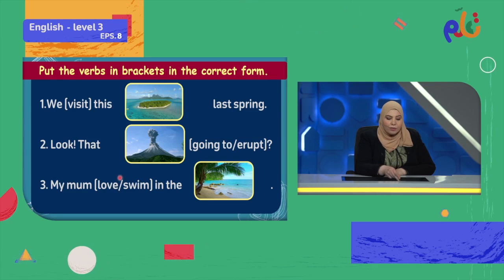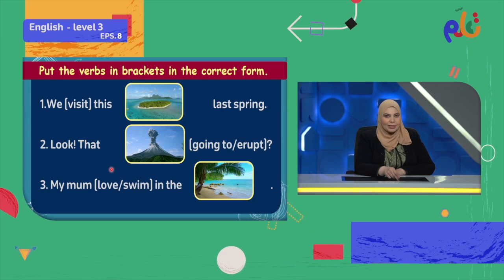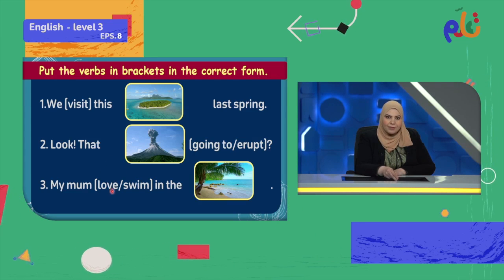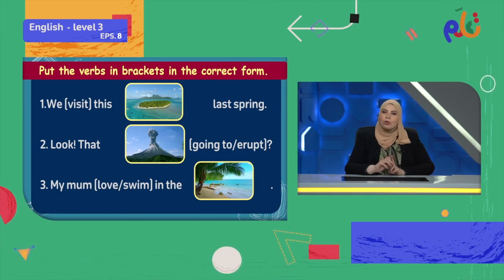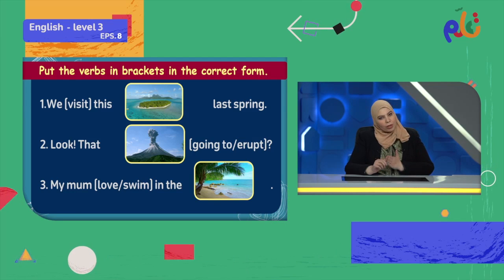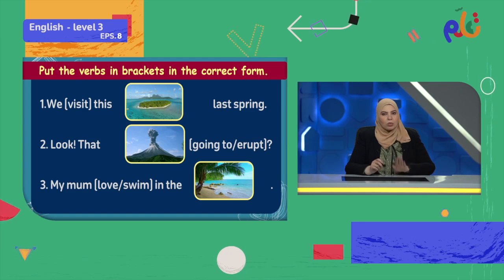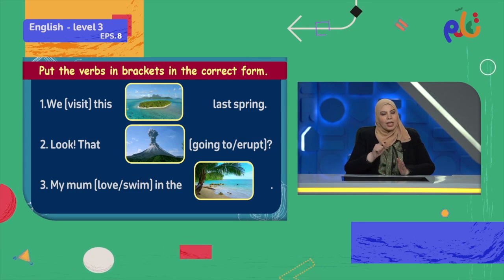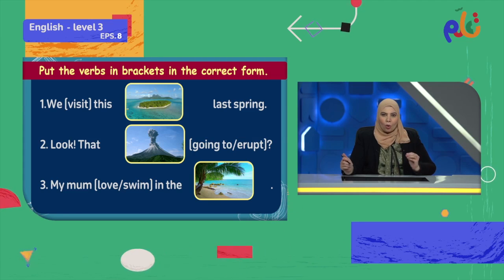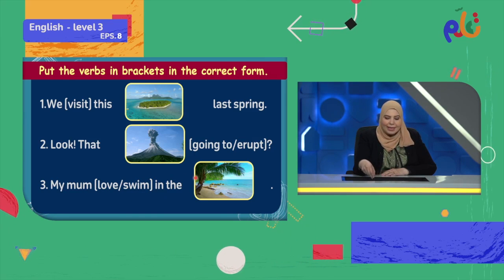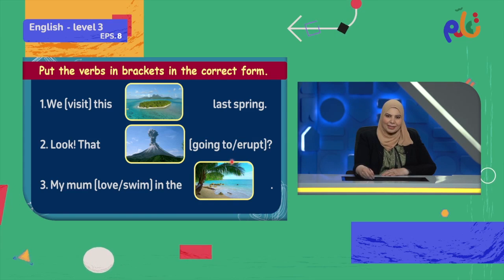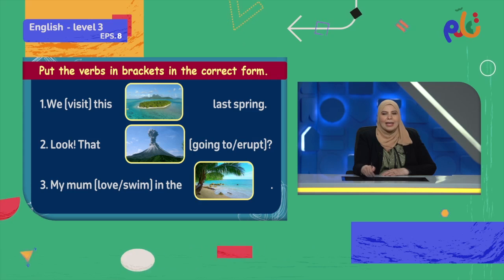For present simple, if I am talking about my mom, the first verb, we need to put S. So my mom loves, and we have another verb, swim. Here we have one of two options, loves to swim or loves swimming. Both would be fine. After love, either to and the infinitive, or we put the verb in the gerund, like verb and ing. So I can say, my mom loves swimming in the, what's this picture? Exactly. My mom loves swimming in the sea.